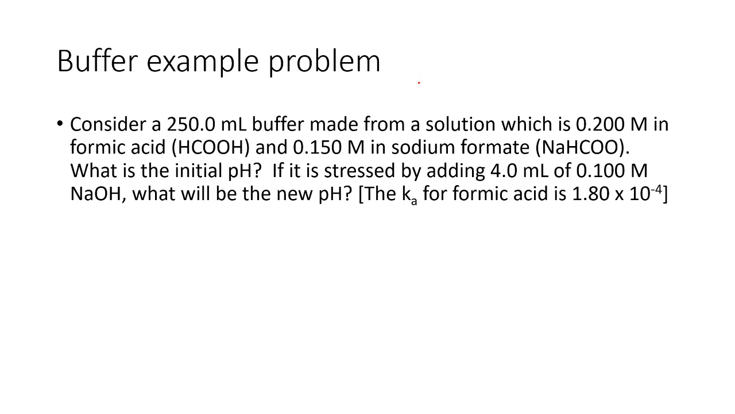This is something you can look up if, for example, you're working in the lab and you don't know the Ka. Just look it up in the back of your text. It's part of the index there in the appendices, and you can find it there. So, let's take a look at this.